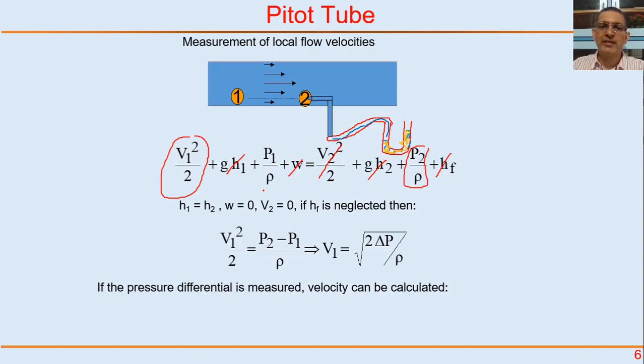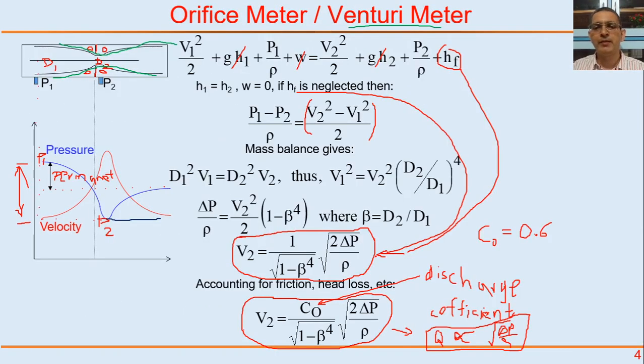P1 is called the static pressure. We can even call this the dynamic pressure. Of course, we have to multiply by rho, then they have units of pressure. So now I can calculate V1 from P2 minus P1 by rho, or V1 would be the square root of 2 delta P by rho. Very similar to what we had here.